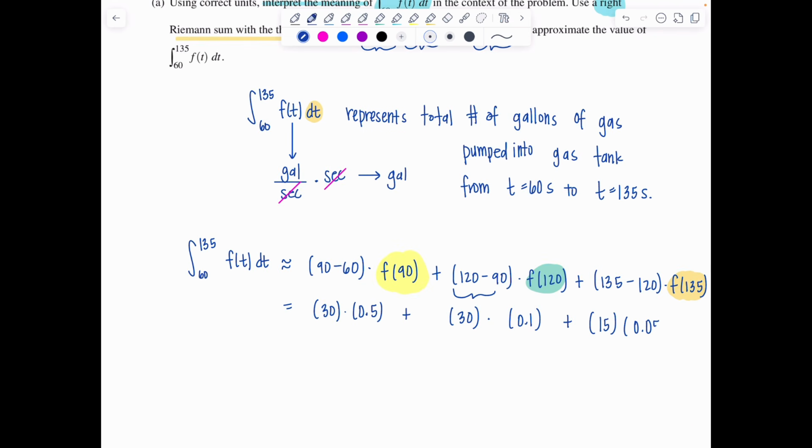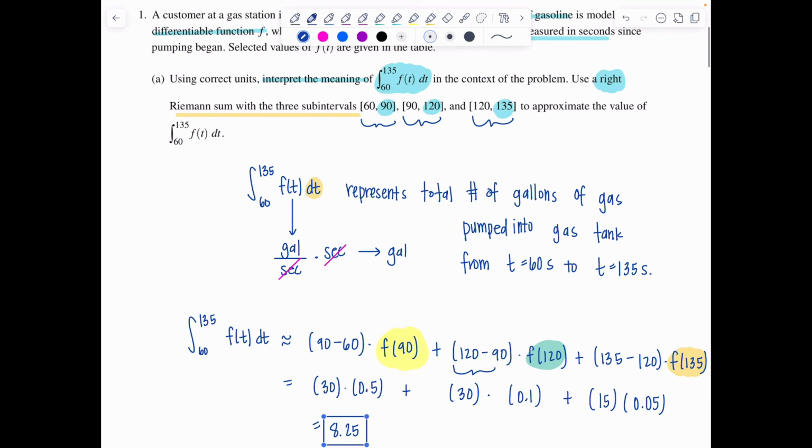Okay. Put all this in the calculator. 8.25. Beautiful. Did they say to include units? No, just use the Riemann sums to approximate that. Great. Okay, shall we move on?